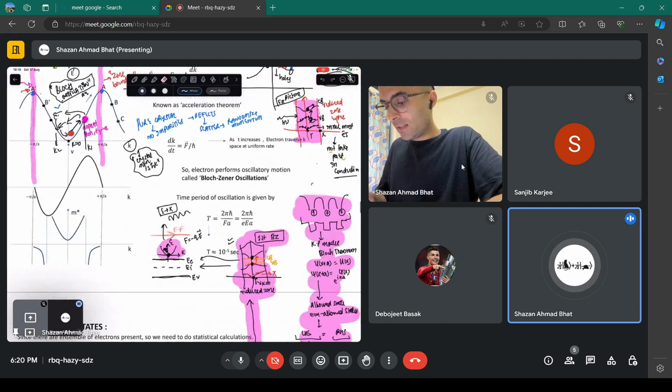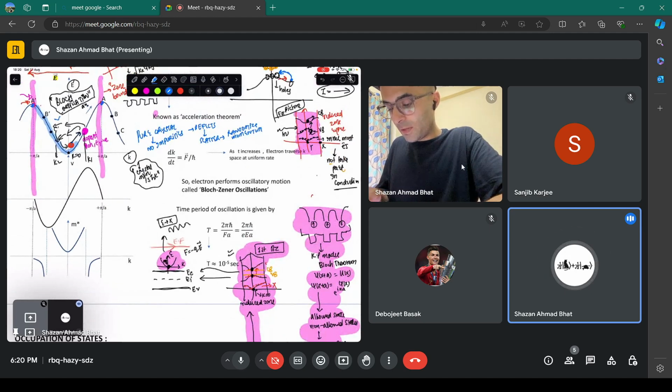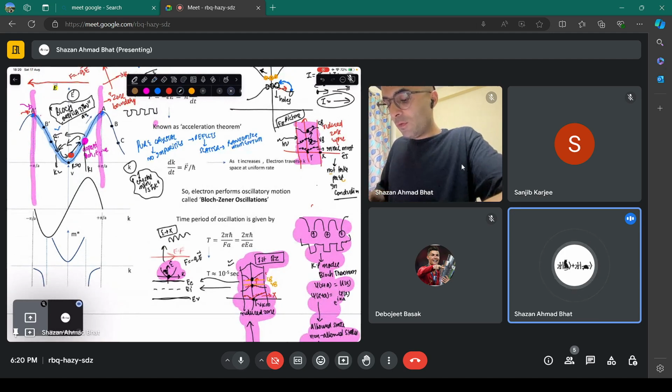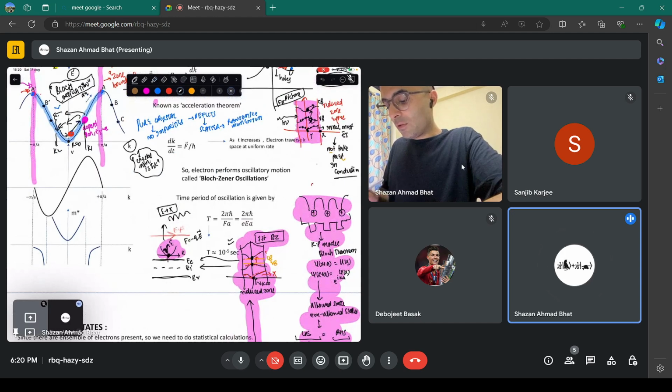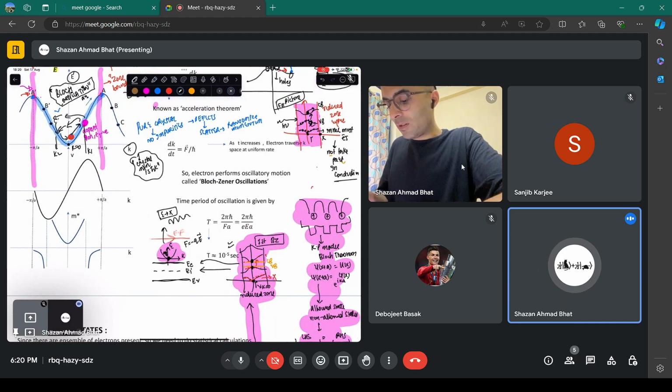Now, let's follow this blue curve here, this parabola. This parabola is E versus k. And now if you want to compute the velocity of the electron, which is called the group velocity, that is equivalent to dω/dk, or I should say (1/ħ) ∂E/∂k. That is the slope of this particular parabola. That is called the group velocity.